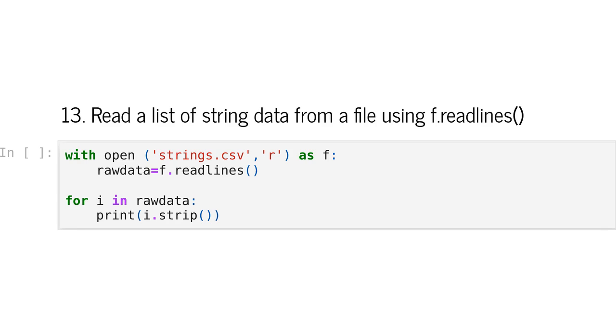Inside the loop, print(i.strip()) is used. The strip method is important here because readlines includes the newline character at the end of each line read from the file. Using strip removes this, along with any other leading or trailing whitespace, giving us cleaner strings when printed.